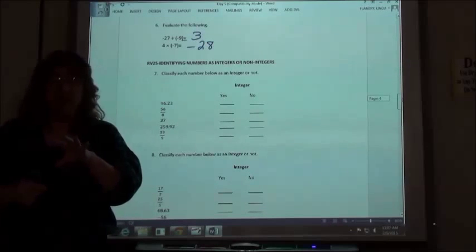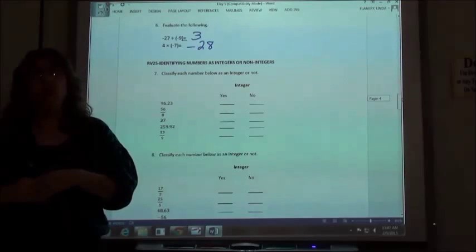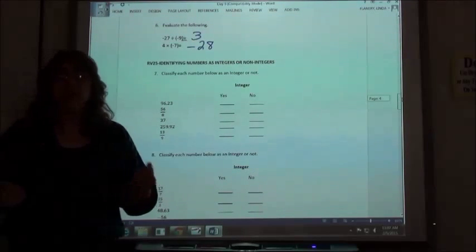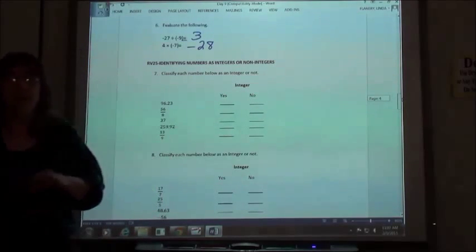So it'll get confusing for those who aren't real familiar with those rules, because when we add and subtract, if my signs are the same, you keep the sign. And if they're opposites, you take the sign of the larger. But when you multiply and divide, if they're the same, it's always positive. If they're opposites, it's negative.